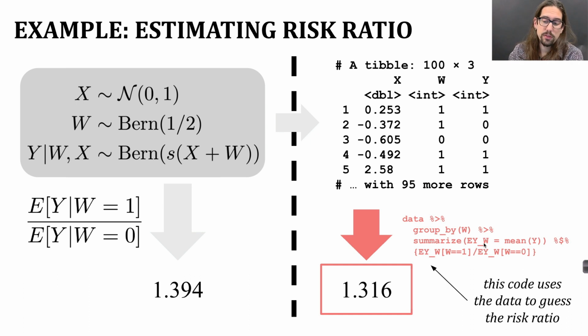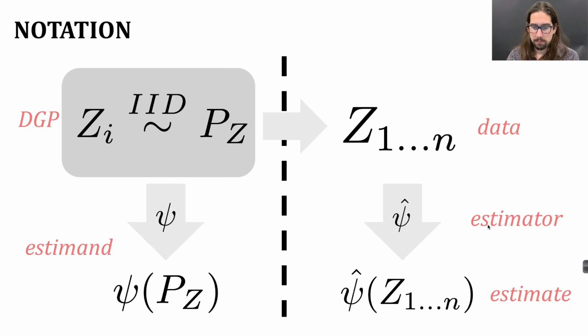But I could have done this differently. Maybe here I put something else. Instead of taking the average of Y in each group, I take the median and I divide that. That's going to give me a number. But is it the same as this? Is it better? Is it worse than this code? That's what we're going to talk about.